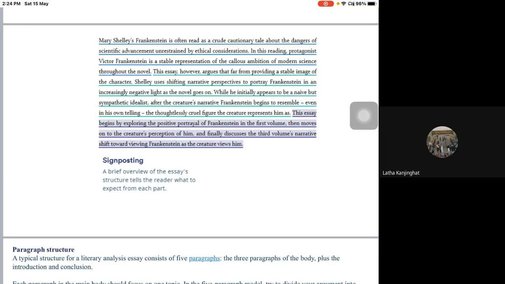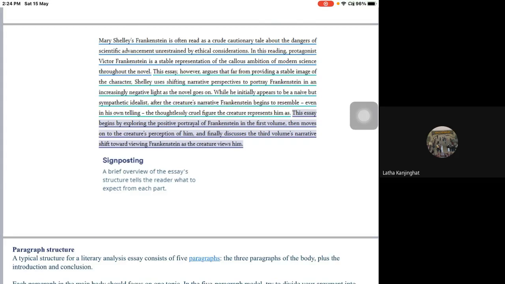So an introduction written like this, with a general introduction about the general concept of the novel, then addressing the question and the writer's perspective, which forms the thesis, and ending with a signposting, where we get an overview of the layout of the rest of the essay. So that is what a good introduction should typically contain.